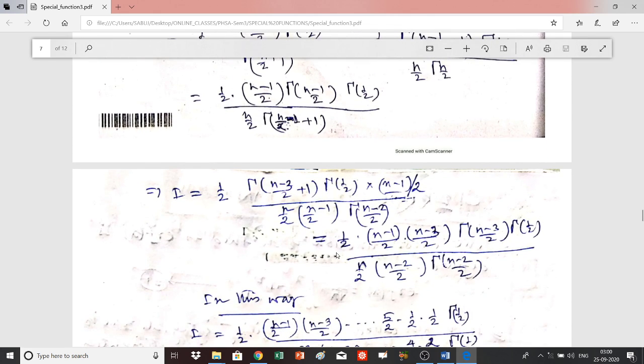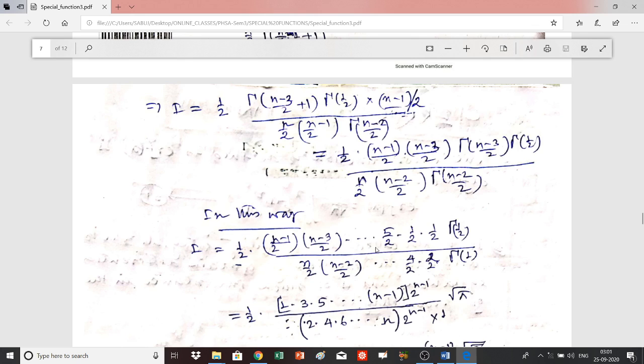And similarly, in this way, if you consider the next term, that will give you half, then n minus 1 by 2, then n minus 3 by 2 will be here, and gamma (n minus 3 by 2) will be there, and gamma half. And from here n by 2, then n minus 2 by 2 is there, and gamma (n minus 2 by 2). And in this way, if you continue, then I will give you half, then (n minus 1) by 2, (n minus 3) by 2, in this way it goes to 5 by 2, then half into gamma half.